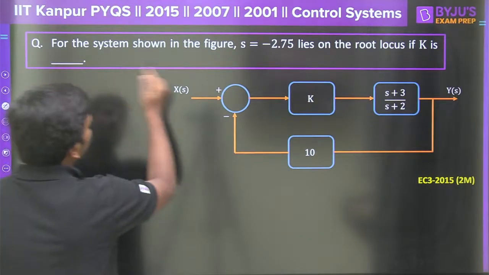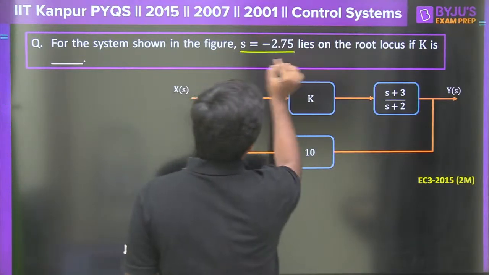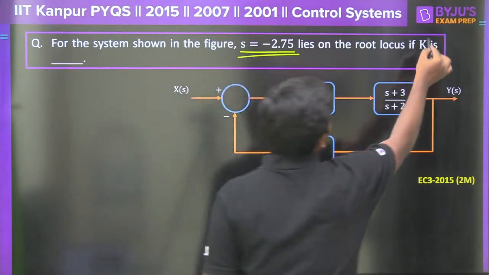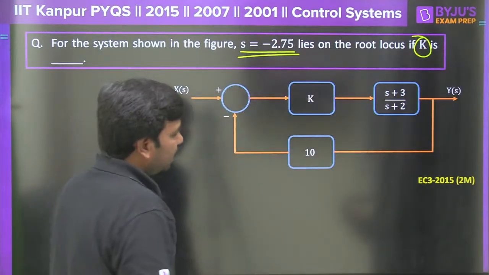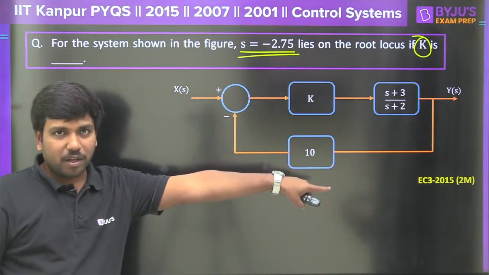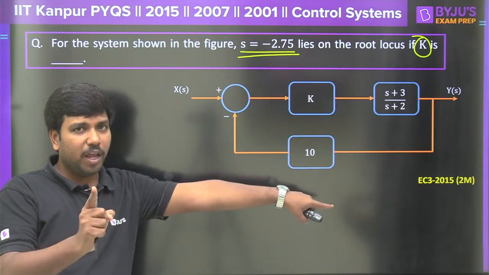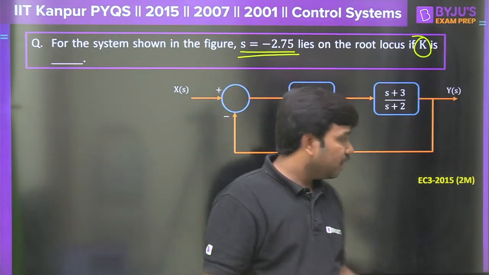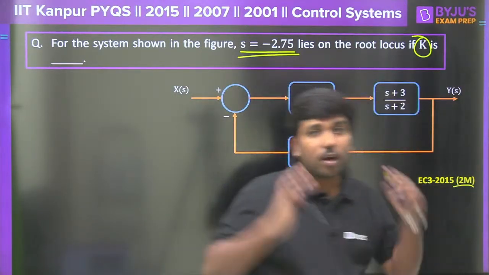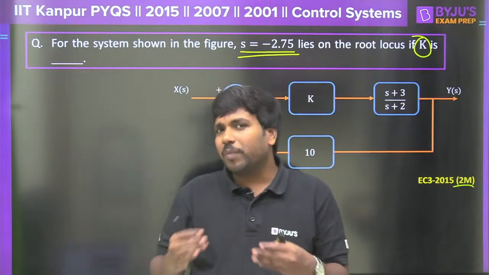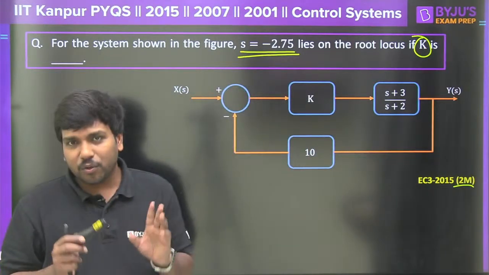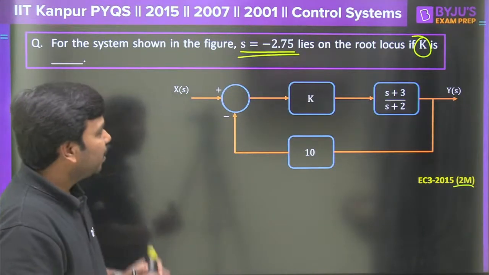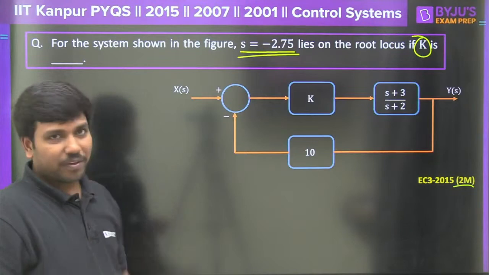See, for the system shown in the figure, s equal to minus 2.75 lies on the root locus if K is equal to dash. It is a 2015 question, 2015 ECE set 3 for 2 marks, and if you follow the formula, you are going to get the wrong answer here. They have given 2 marks, so there is a logic behind this. Many students generally use the formula and get the wrong answer. Now I feel my students are geniuses, so try to answer this very easily.